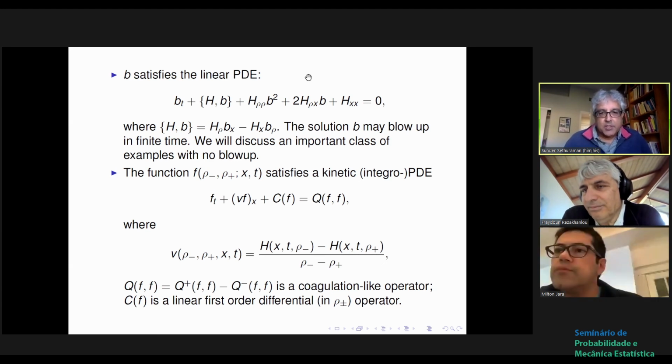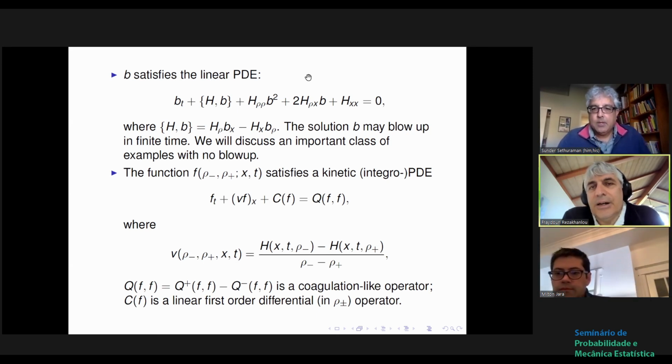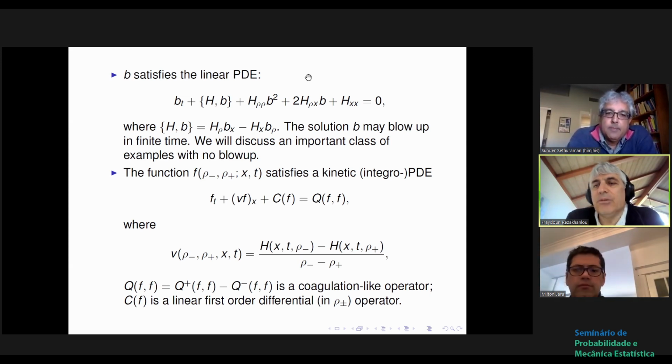Maybe I can start with a question to warm up a bit. Where do you use convexity of H here? You see, the convexity, you're using the method of characteristics here. And if you don't assume the convexity, then there will be contact discontinuities. That is not featured here.